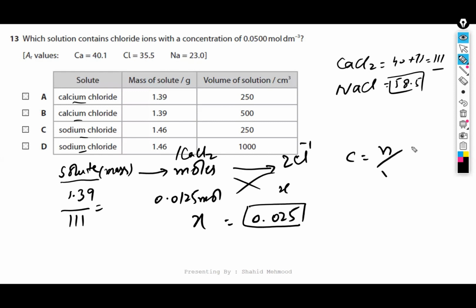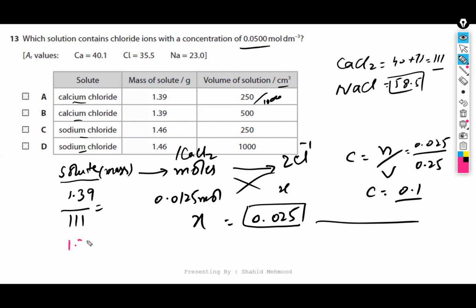To find the concentration, n over V, the volume must be in dm cube, but here it is given in cm cube. So this number of moles is divided by the volume in dm cube. We will divide each volume by 1000. So here we will get 0.1, which is not like that. So this is option A, which is not equal to the given data.